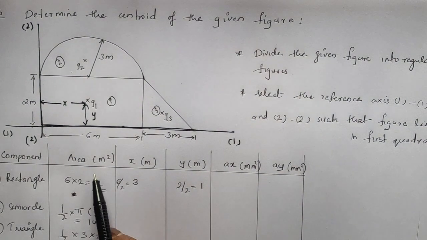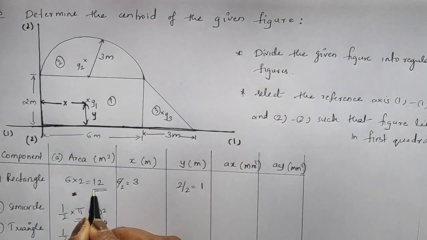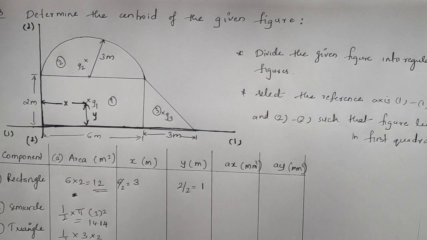Now obviously you know how to find ax. Ax is area into x. You can write this as small letter a: 12 into 3, 12 into 1, you write it here. I think you can solve that.